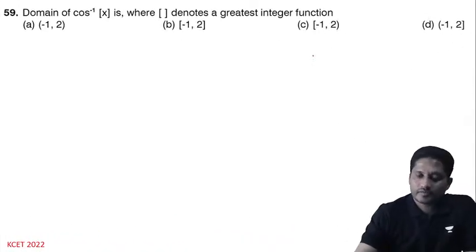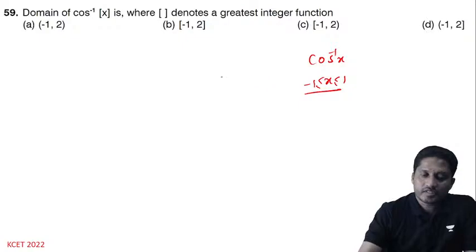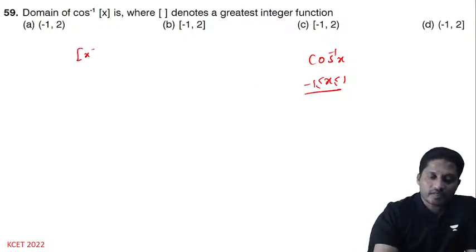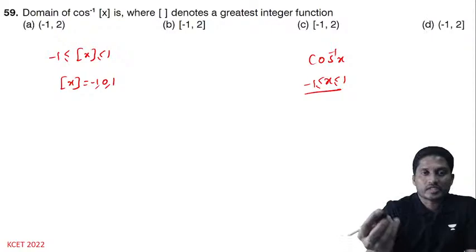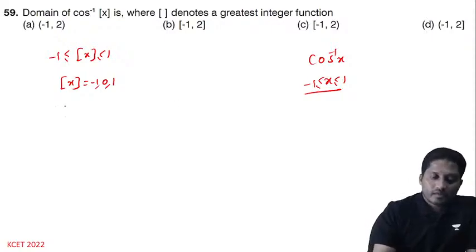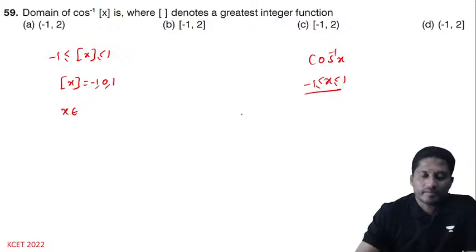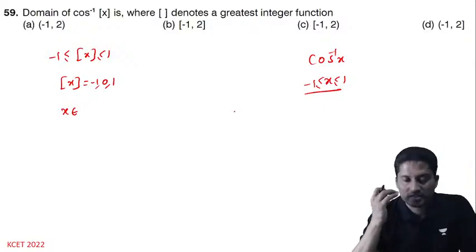Alright, question number 59. Domain of cos inverse of x. Cos inverse of x domain, x lies between -1 and +1. Instead of x you have box x, so box x should lie between -1 and +1. So this means that box x should be equal to -1, 0 and 1 because box x is an integer. Now x belongs to between -1 and 2. Box x is -1 only, right?